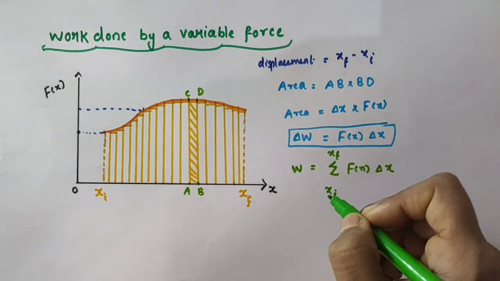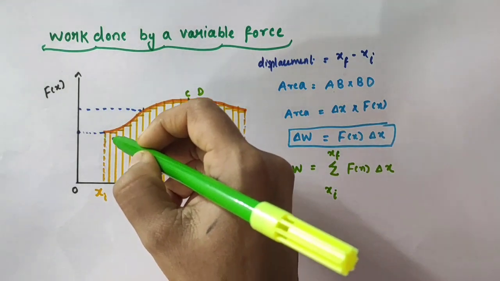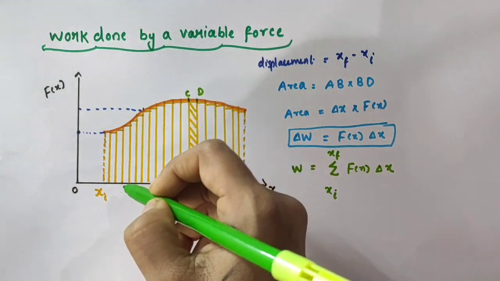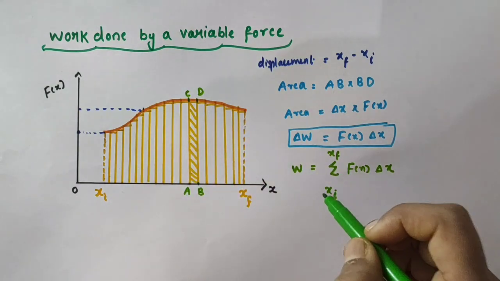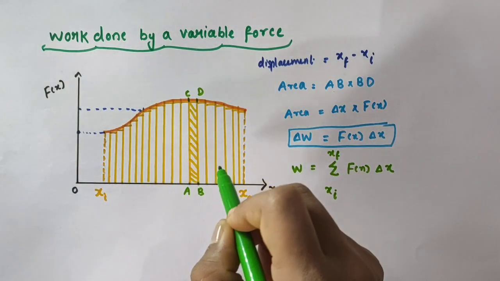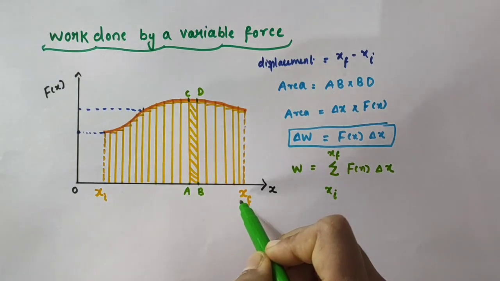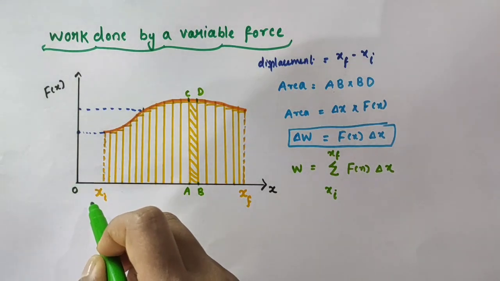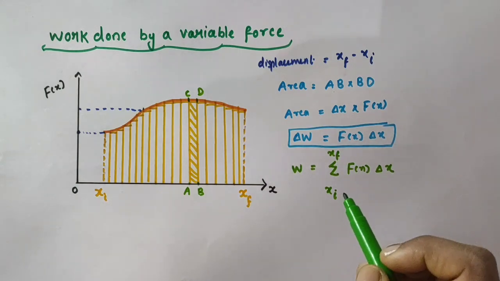Why summation over xi to xf? Summation means we are adding. We want to find the corresponding work done by considering each rectangular area element here, and then we want to add. That is why summation. Then why from xi to xf? Because we are finding the total work done, so we have to take the sum from here to here, from the initial position xi to the final position xf.